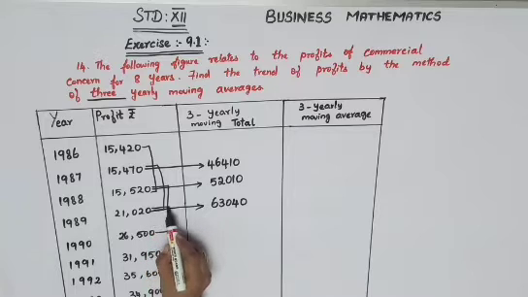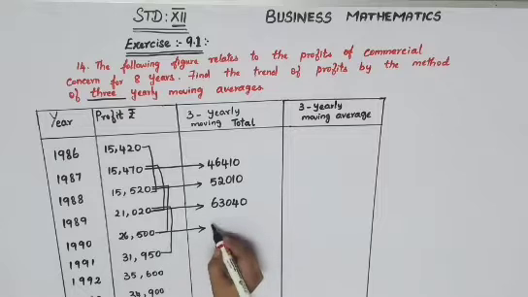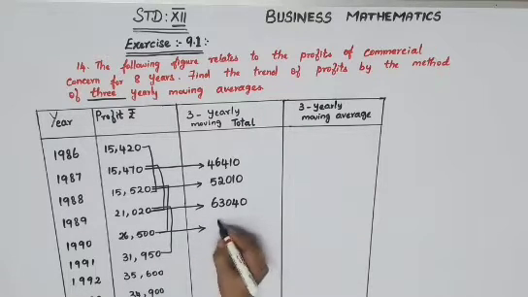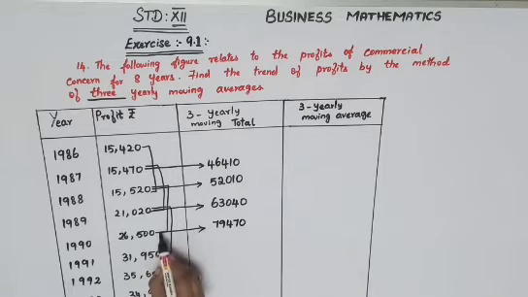Same way to the next number, the arrow mark is here. Starting from here, the next three numbers, and to the middle number you will have to write your total. That is your fourth to sixth number you will have to add, then write your total straight to your fifth number. So your total will be 79,470.